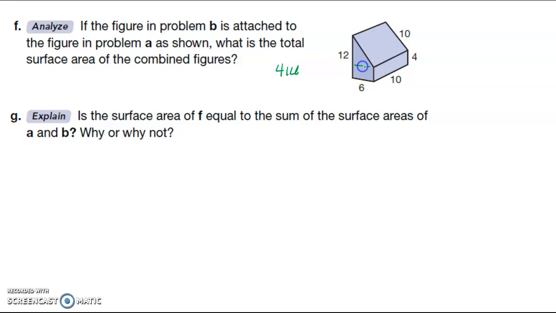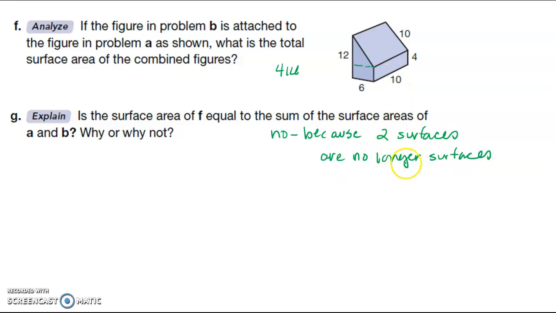You see how it's on there? We're going to, yeah. And we just want the surface area. So is the surface area of F equal to the sum of the surface areas? No, because two surfaces are no longer surfaces. They're inside.